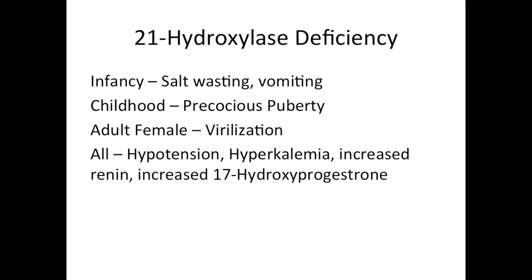The next one we have is 21-alpha hydroxylase deficiency. So I should have put a little alpha in there. How's that going to appear? That's going to have some salt wasting and vomiting in infants. Children will have precocious puberty. For females, they're basically going to be dudes. That's as simple as that. And they're all going to have hypotension, hyperkalemia, and increased renin-angiotensin. And what you look for as your test is 17-hydroxyprogesterone.